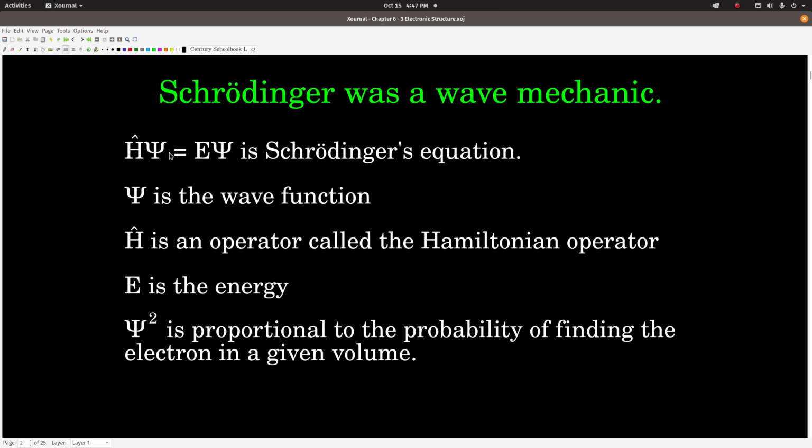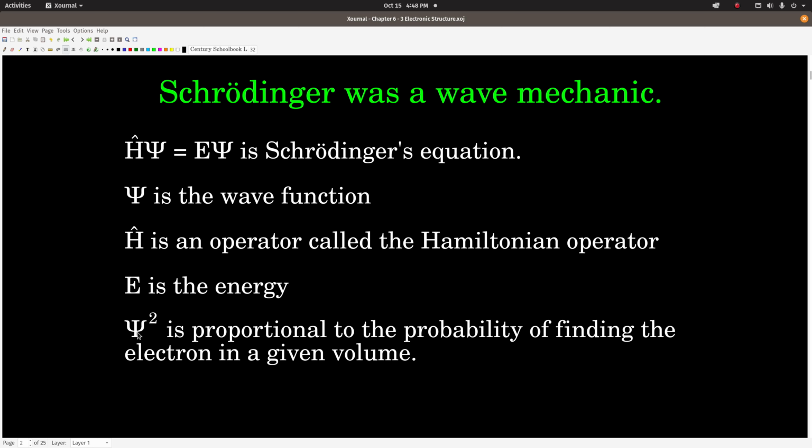Real quick, there's a lot in here. These are symbols for other things. Psi is something called a wave function, and it's just a mathematical function. It has trigonometric functions in it, like sines, cosines, exponents, stuff like that. This H with the caret over it is called a Hamiltonian operator, and it has things like partial derivatives in it and stuff like that. E is the energy of the electron.